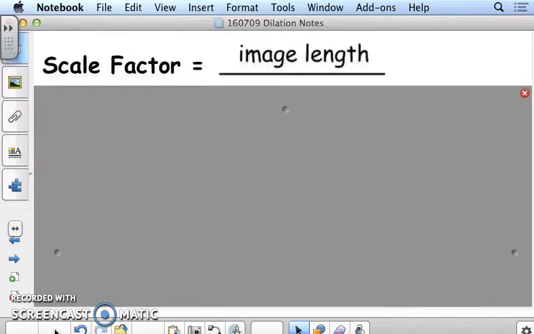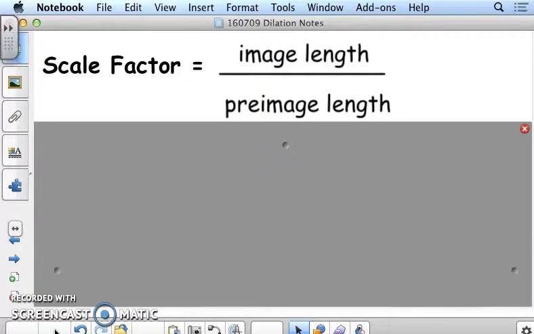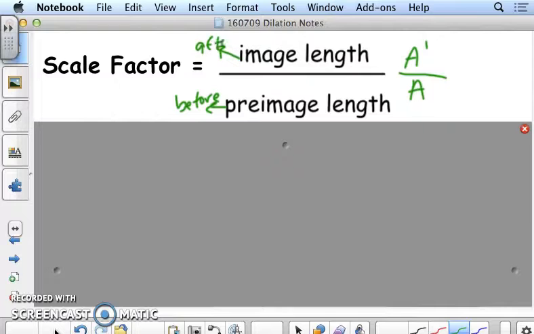Most importantly, when we talk about these characteristics are scale factors. So this is where I'm going to take my image length. So I'm going to take my A prime number, and I'm going to put it over A, because my image is what's resulted, and my pre-image is before, right? So this is before, and this is the after. So when I have a scale factor, I'm going to take my image and put it over my pre-image.